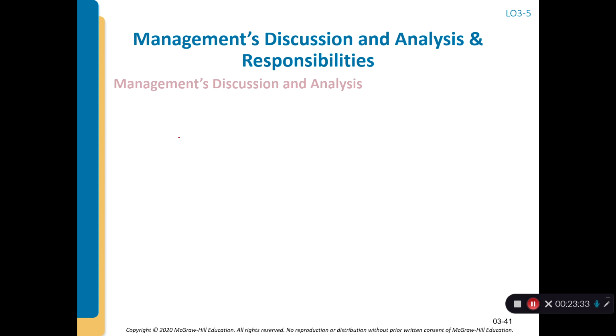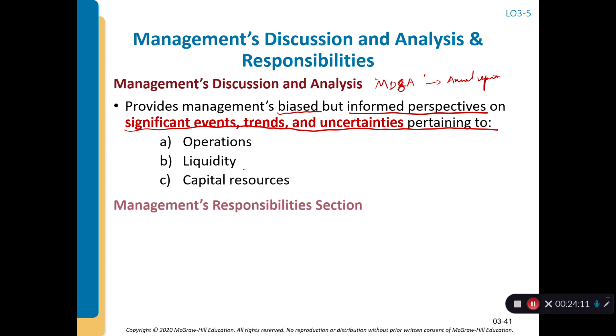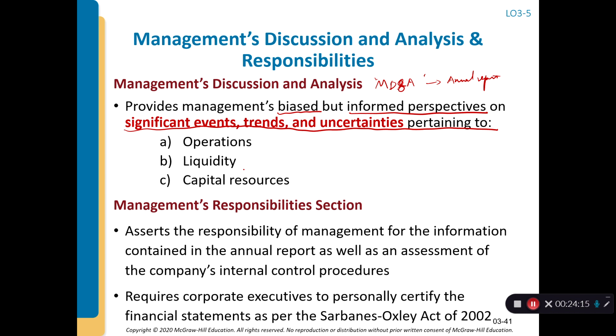Okay, and then there's a very important section called the management discussion and analysis, or MD&A. Management also reports the MD&A section in the annual report, right? This section provides management's biased but informed perspective on significant events, trends, and uncertainties pertaining to the operation, liquidity, and capital resources. In other words, management will write a letter to tell the investors that although it's their own opinion, it's very informed, insider information about their perspective on the future trends and events about the operation, the liquidity of the company, and the capital resources.